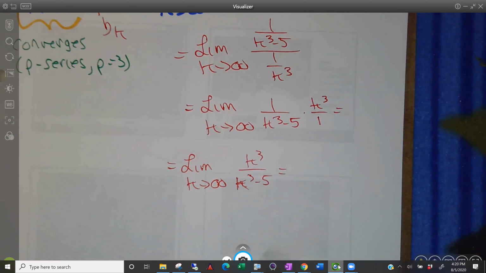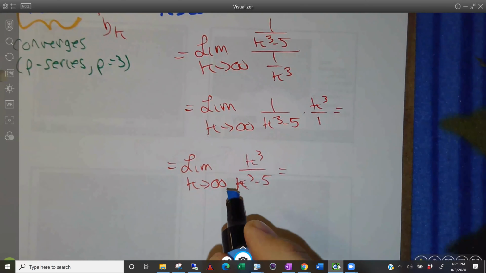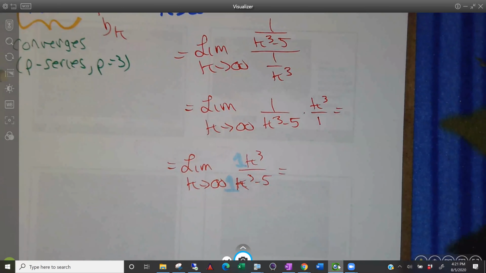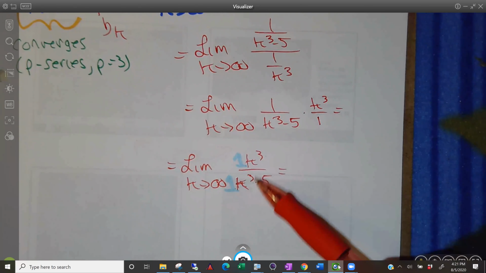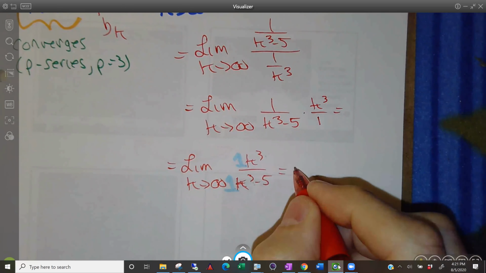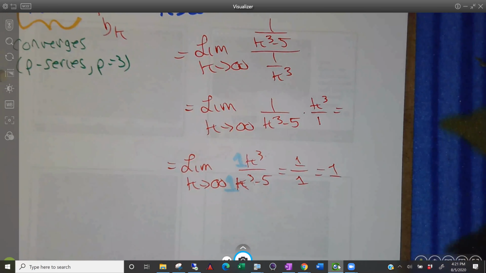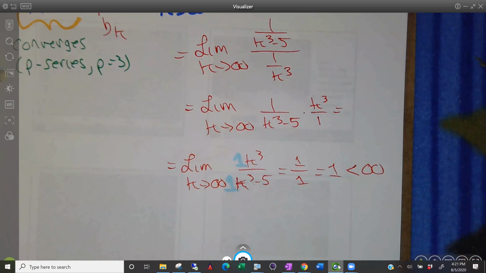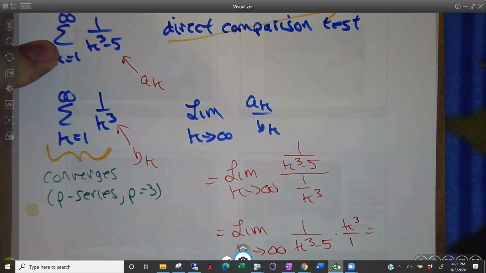Can anyone tell me what that limit is? 1. It's 1. Good. How'd you get it so fast? P and Q are the same degree, so you take the ratio of the coefficients. Perfect. So the leading coefficient of your highest degree term is 1 in both cases. And when the degrees match, then the limit is just the ratio of those two leading coefficients. In this case, it's 1. Now, because this is finite, this series converges by the limit comparison test.